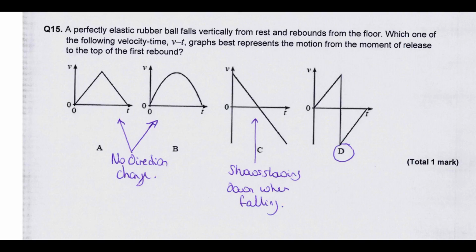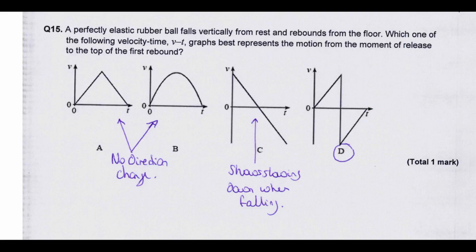So it has to be D, because both A and B don't show a change of direction. They just show increasing and then decreasing velocity, not a change of direction. So that leaves D. Let's do a couple of checks on it. I said the velocity should be the same but in the opposite direction before and after, and we can see here that it looks about the same. It starts from rest, and then when it bounces it's going to reach the top of the rebound at a velocity of 0, so that works.